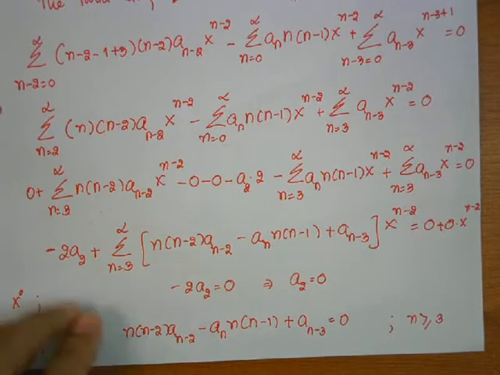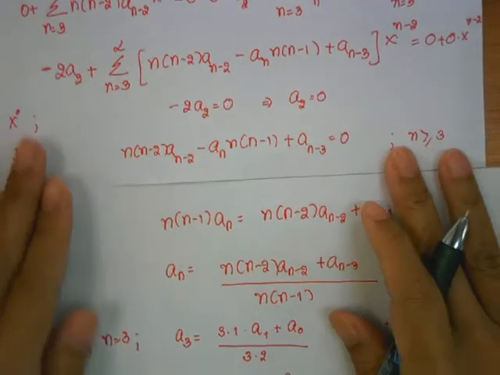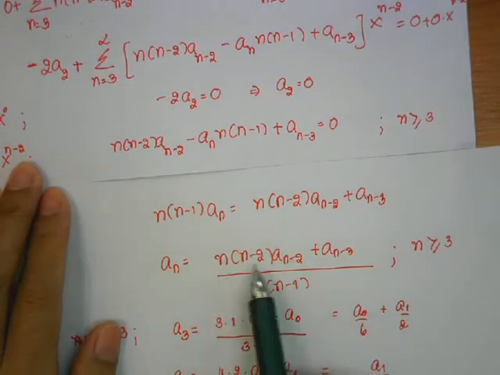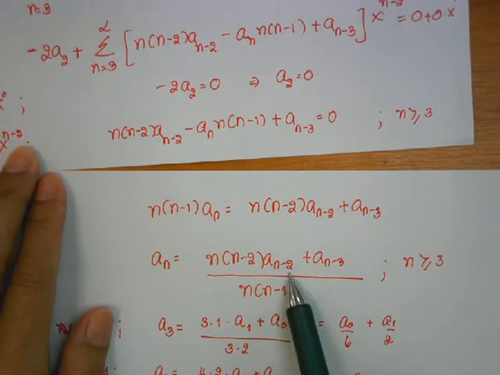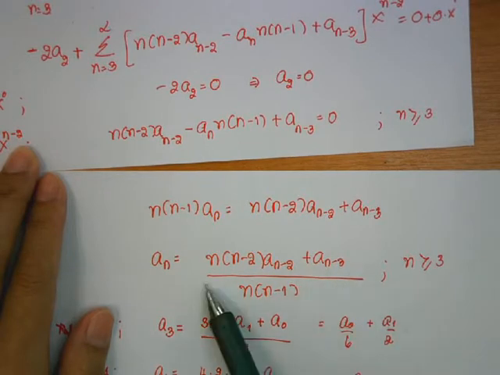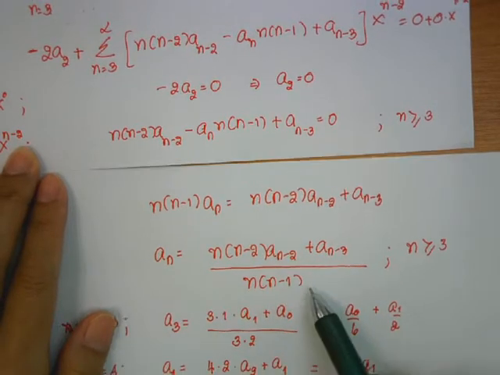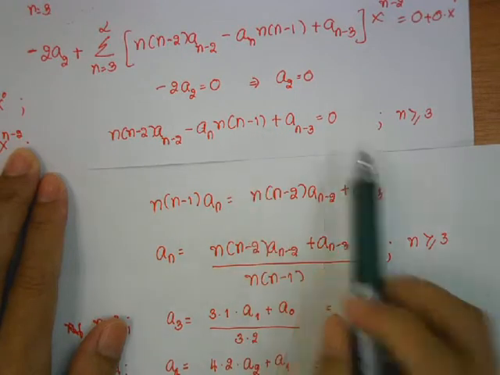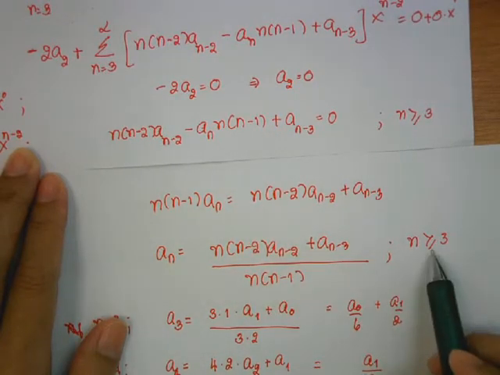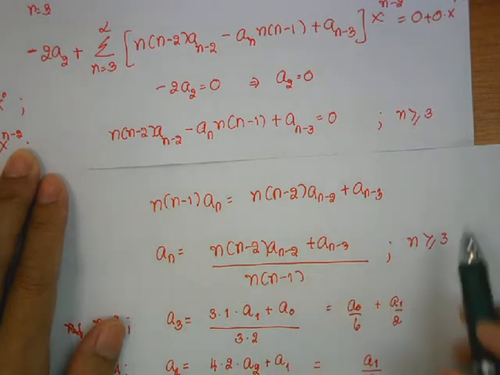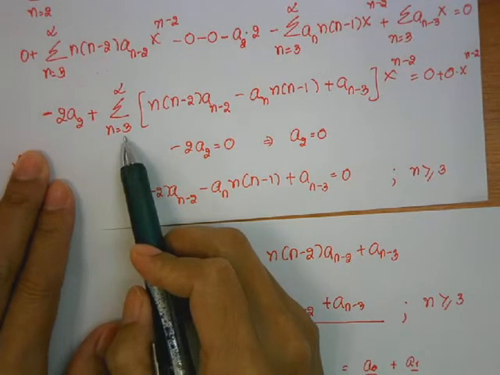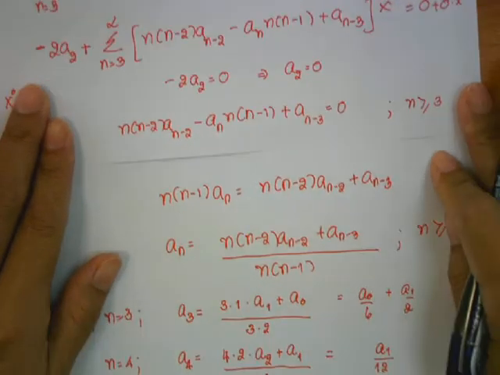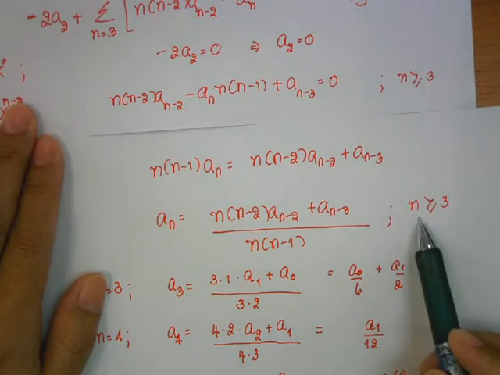From that I would get a_n is equal to n times (n minus 2) times a_(n minus 2) plus a_(n minus 3), divided by n times (n minus 1). But this one you can use when n is equal to or greater than 3. Why do we know that? Because our summation starts from 3 to infinity. So you have to put n as 3 or greater than 3.